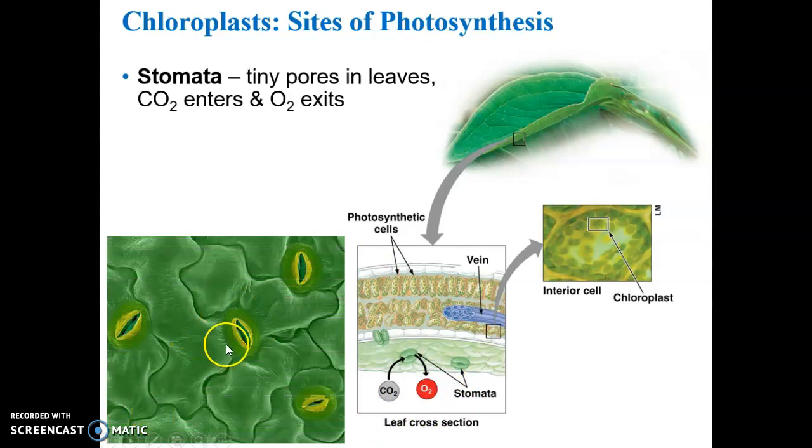So here's a zoomed in picture, underside of a leaf, and this kind of interlocking jigsaw puzzle shaped structures are cells of the leaf, and then these little openings are the stomata.